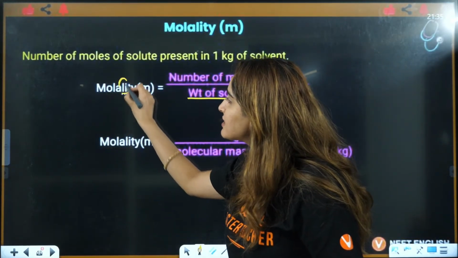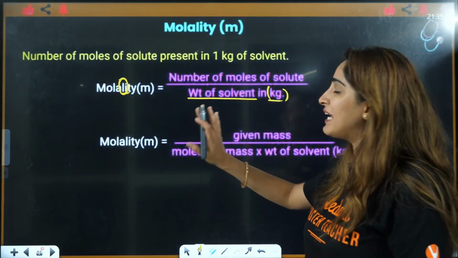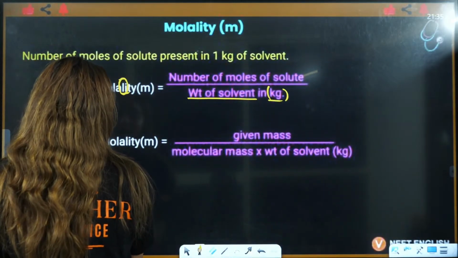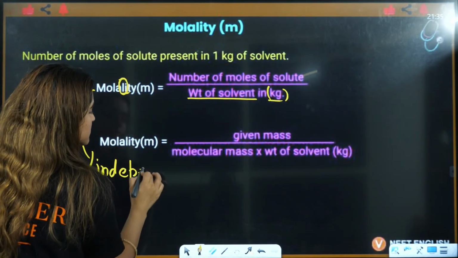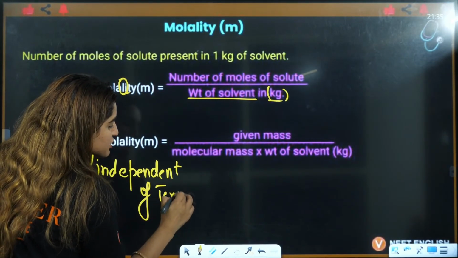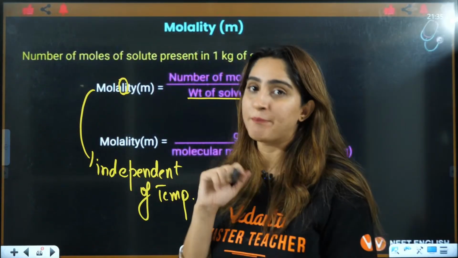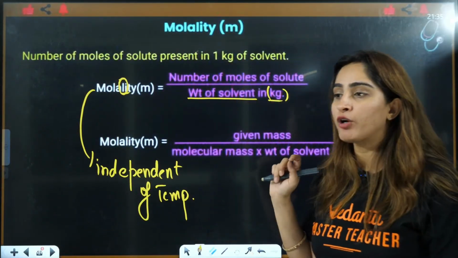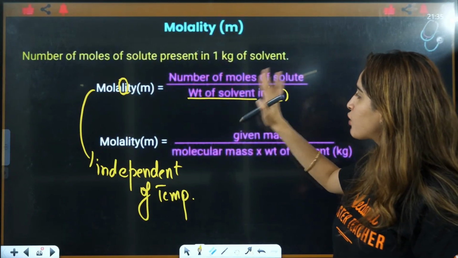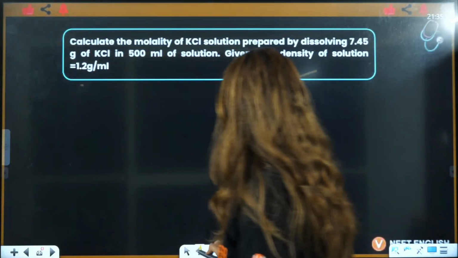And if you see, that was molarity, and this is molality, and this is independent of volume. That is why this is independent of temperature. All the concentration terms that are dependent on volume will be dependent on temperature. Because this is independent of volume, this is independent of temperature as well. That is, number of moles of solute by weight of solvent in kilograms. Let us solve this question here.